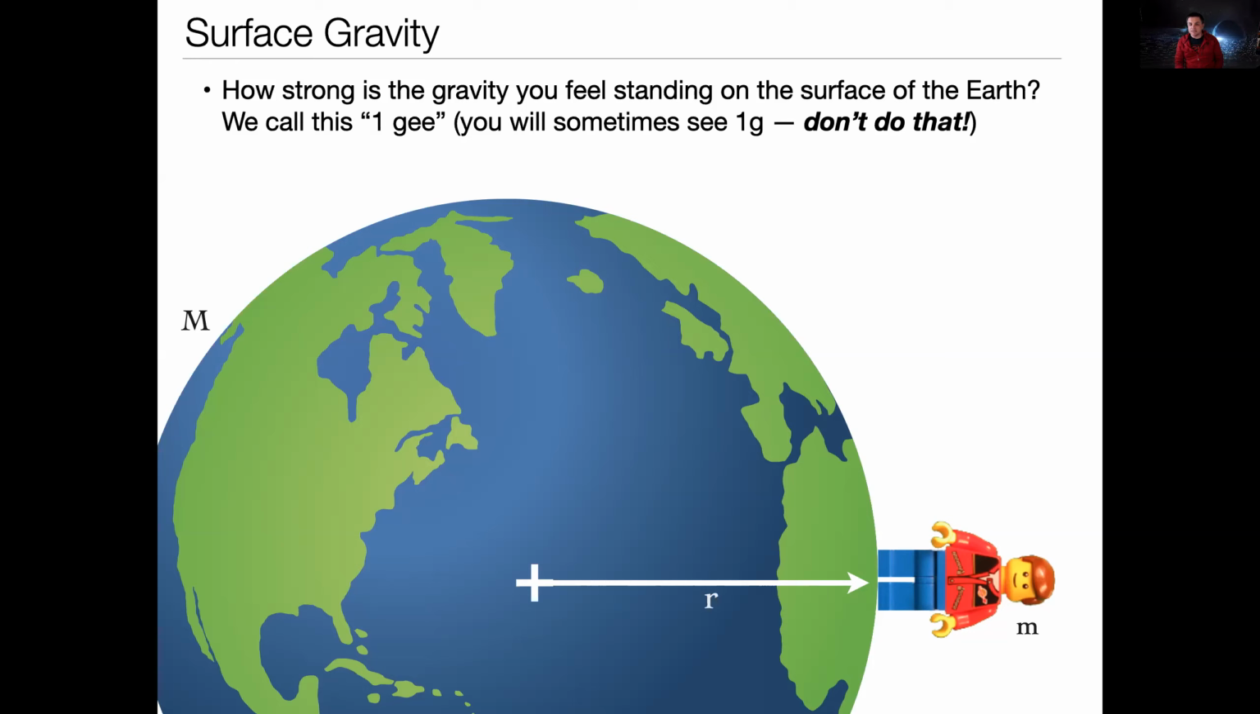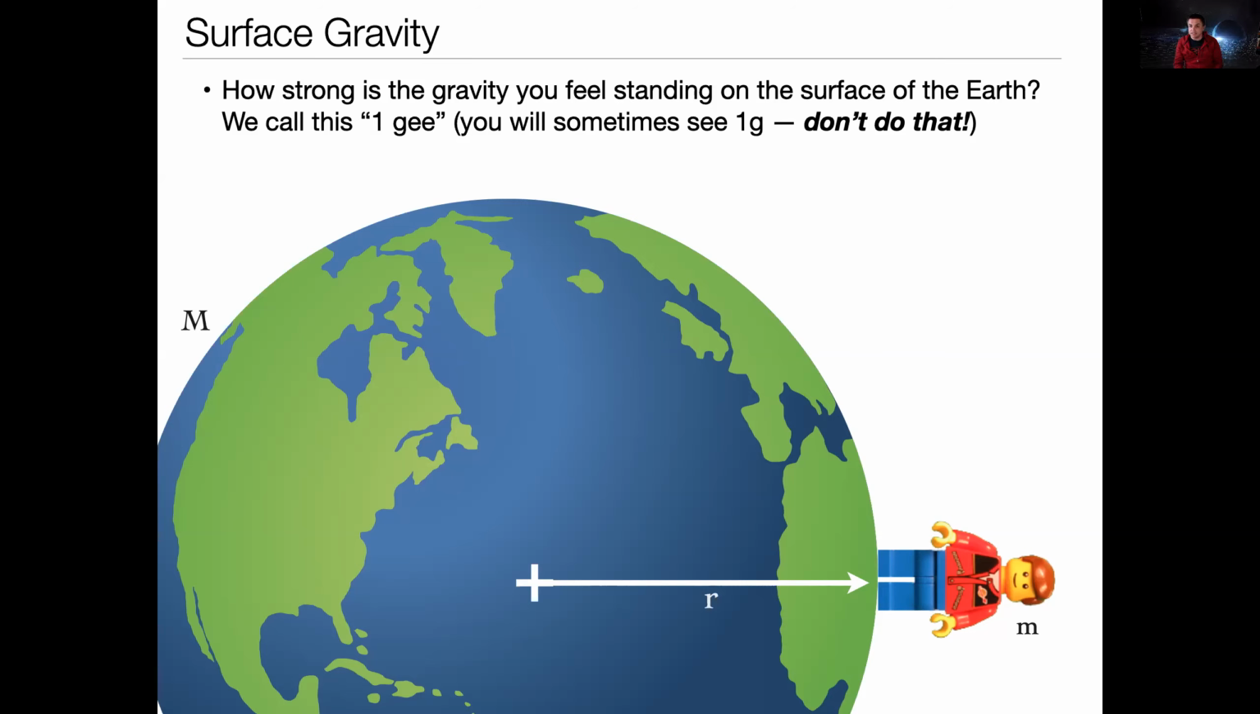Okay, now sometimes that's abbreviated 1 with the letter G. Don't ever do that because it looks like you're writing 1 gram. So if you write 1G, write GEE or G Earth so that we know what you're saying. If you write 1G as in G, then it looks like you're writing grams and it's very confusing. So don't do that, okay? So the strength of gravity you feel is called 1G.